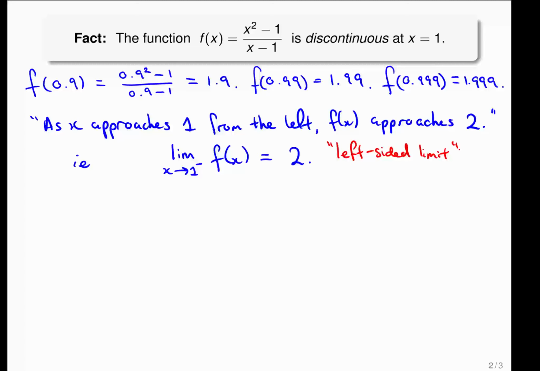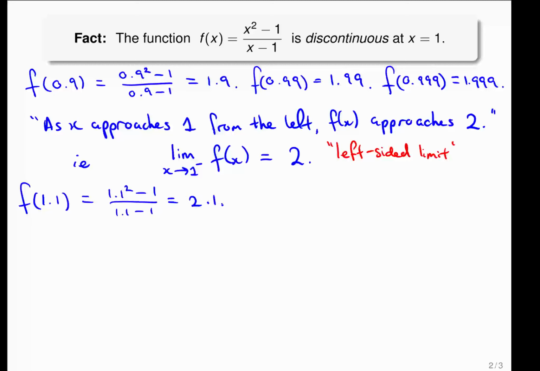Okay, so we know that as we approach closer and closer to x equals 1 from the left, the curve approaches the y value 2. Let's do a similar calculation, where we now approach x equals 1 from the right side. For example, let's pick x to be 1.1 and work out what the y value is at x equals 1.1. Substituting it into our function, and evaluating in your calculator, you'll discover that the y value is 2.1.